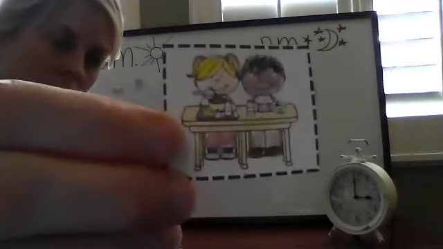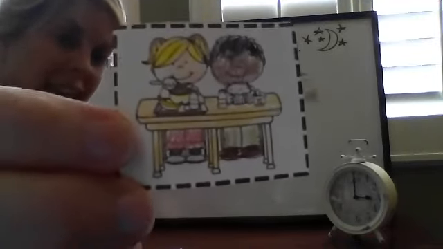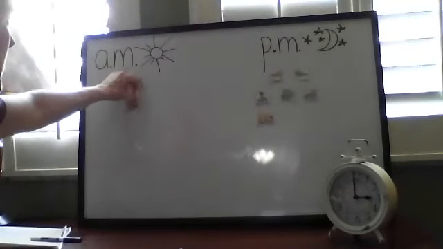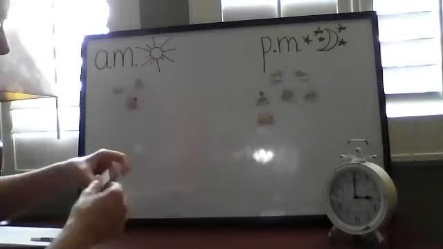This is a little boy and a little girl. If you look very carefully, I think he's eating a muffin, and it looks like she might be eating cereal with milk and a banana. So that's going to be breakfast. That's AM when the sun is shining.